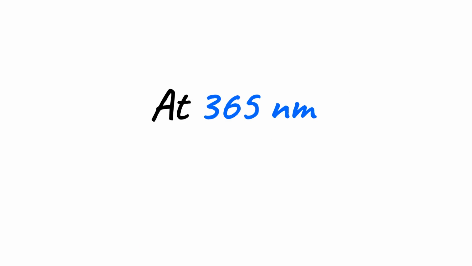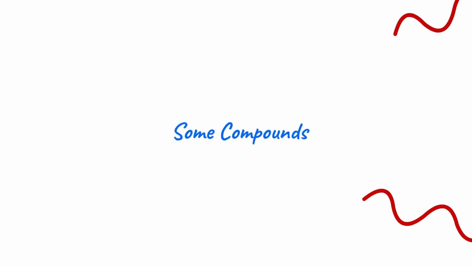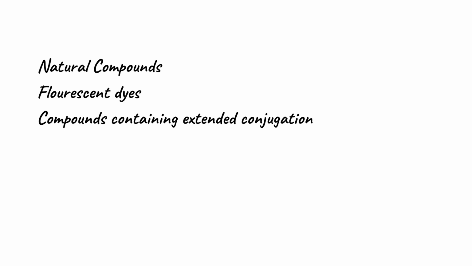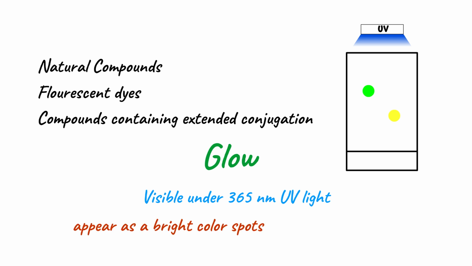At 365 nanometers, there is a different phenomenon. Some compounds don't just absorb UV, they absorb it and emit visible light at a longer wavelength. This is fluorescence, and certain natural compounds, fluorescent dyes and compounds with extended conjugation will glow visibly under 365 nanometer light. These appear as bright colored spots, not the dark ones.